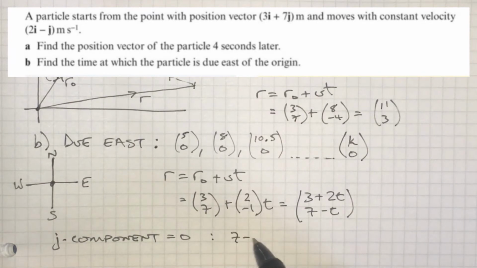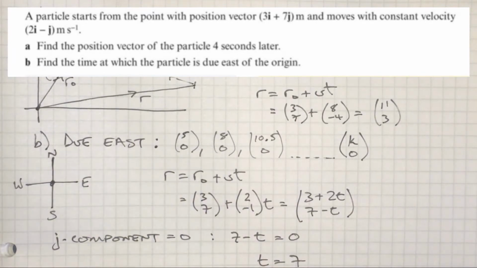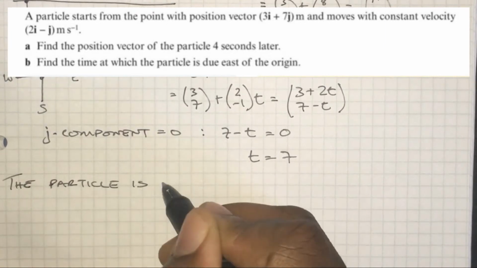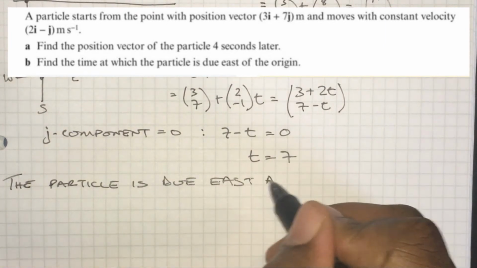And I hope you can see that quite quickly. That's going to leave us with t equals 7. So when the time is 7 seconds, then the particle is exactly due east of the origin. So I can succinctly say the particle is due east after 7 seconds.